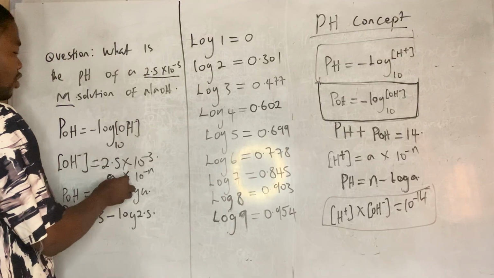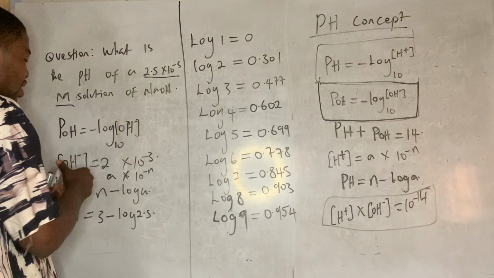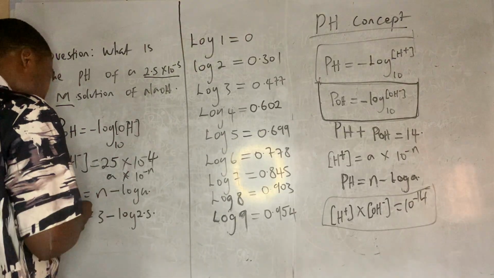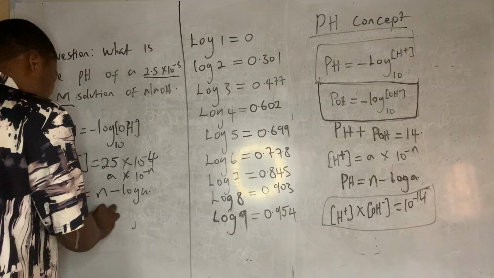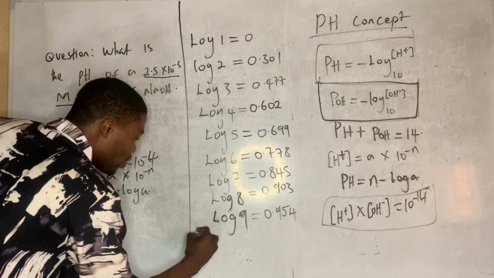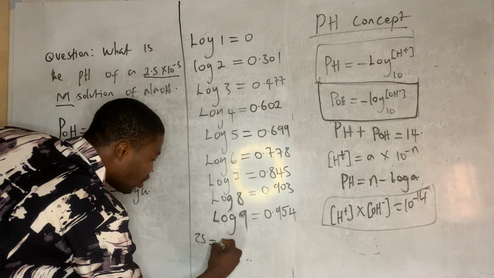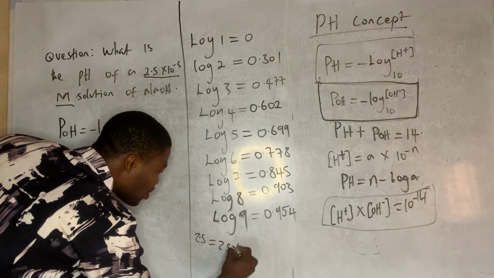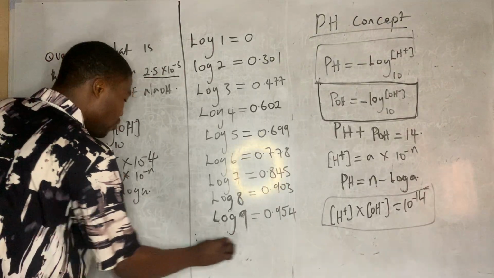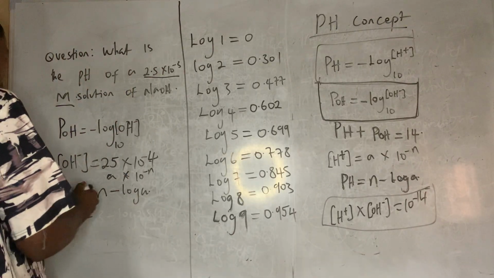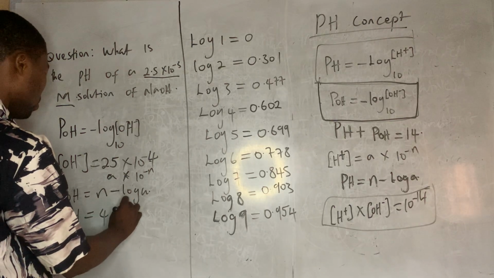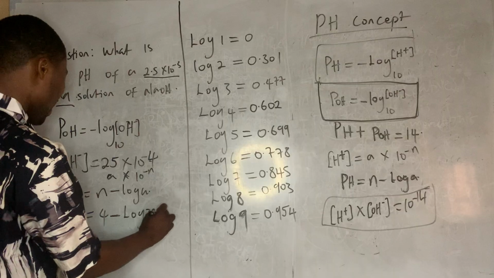2.5 times 10 to the power minus 3 is the same as 25 times 10 raised to the power minus 4. Yes, 25, because 2.5 is equal to 25 times 10 raised to the power minus 1, so divided by 10. So quickly, what's our n now? Our n is 4 minus log 25.